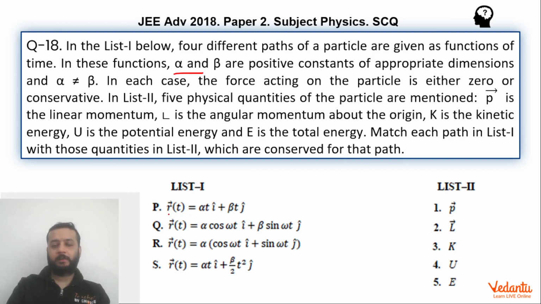That means, for example, let's talk about entry P. Amongst 1, 2, 3, 4, 5, which of these quantities will be conserved for the particle as it moves? So the question is fairly simple. Let us try to solve this question.